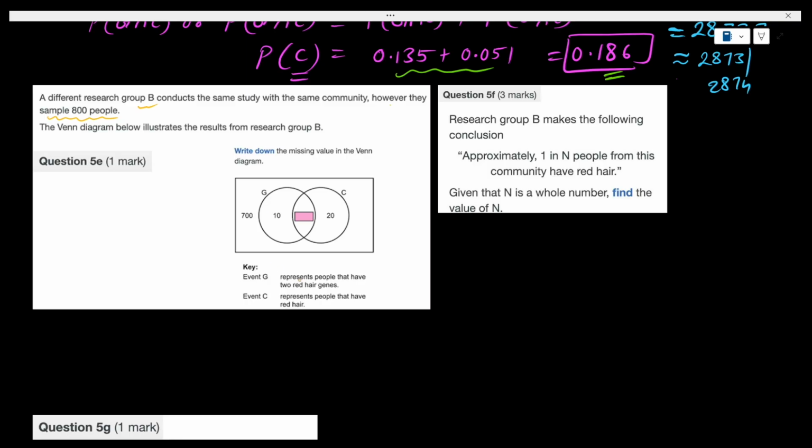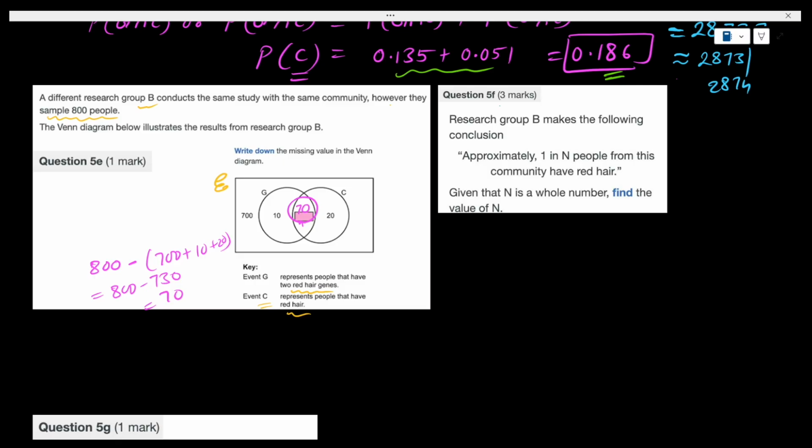Here G represents the people having two red genes, the same detail, and C means people having red hair. Now how do we do it? You know that this is the universal set, and whenever the universal set is there, altogether it's 800. So the missing value is 800 minus (700 plus 10 plus 20)? Taking it, you get 800 minus 730, which is going to be 70. So the missing value is 70.